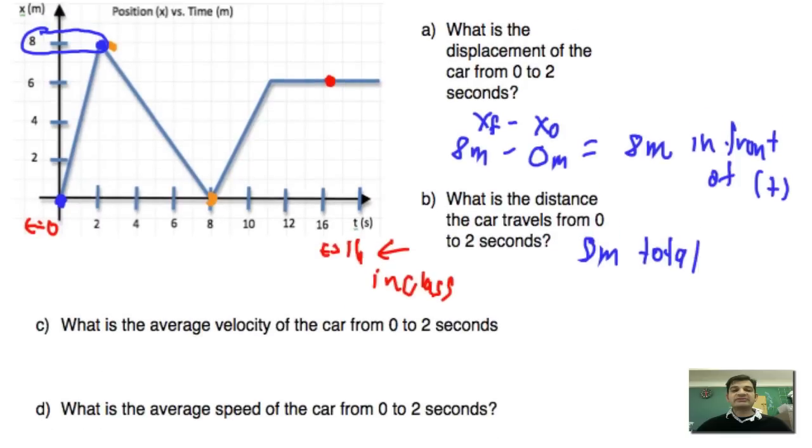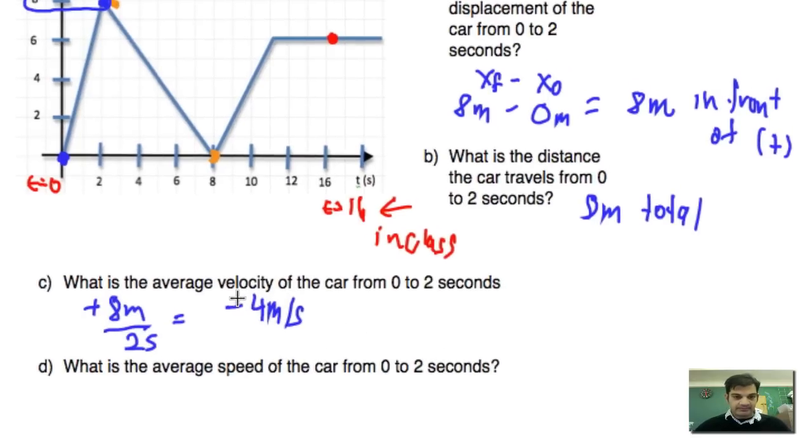So if you ask me then, what is the average velocity of the car from 0 to 2 seconds? I'm going to use this definition again, my displacement over my time. So that's going to be 8 meters in front of, so positive 8 meters. You also get that because the slope's positive. Divided by the time, which is 2 seconds. So I get 4 meters per second positive.